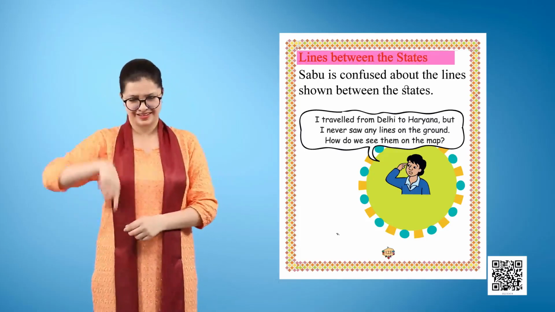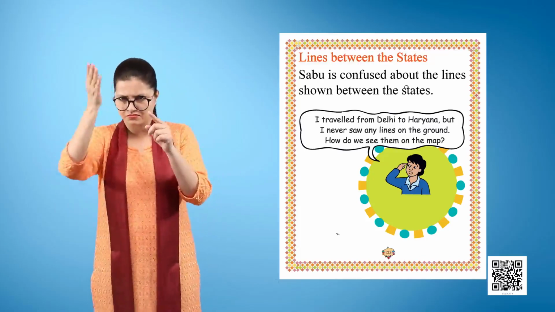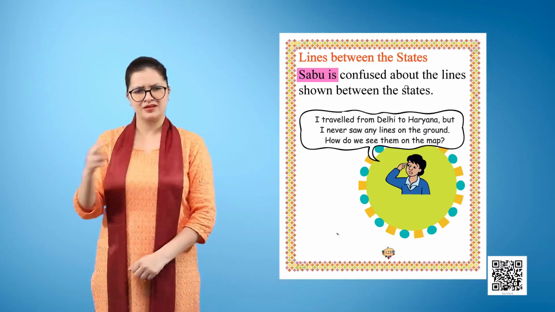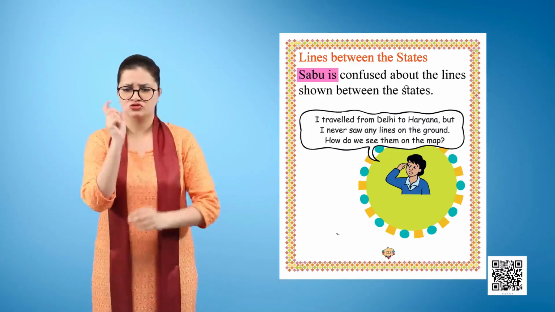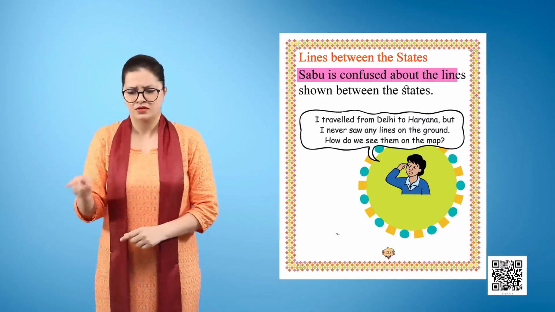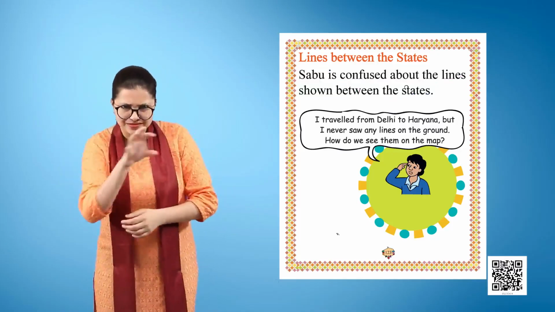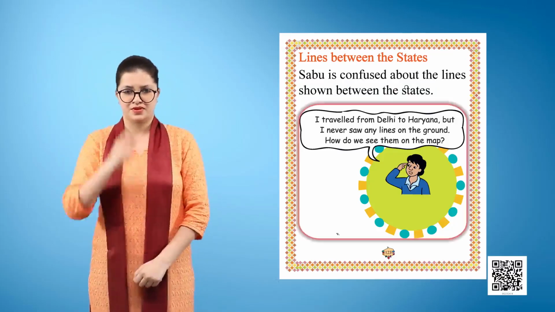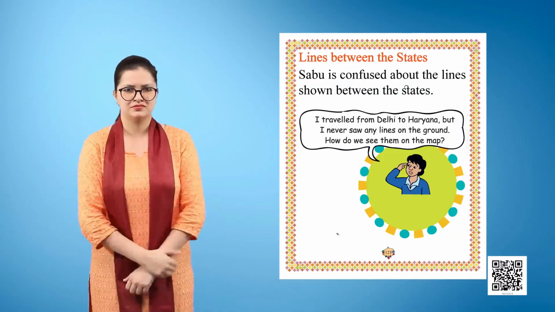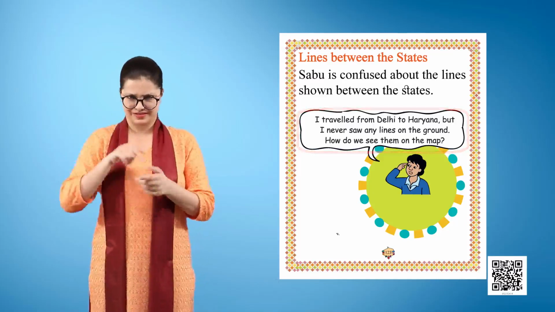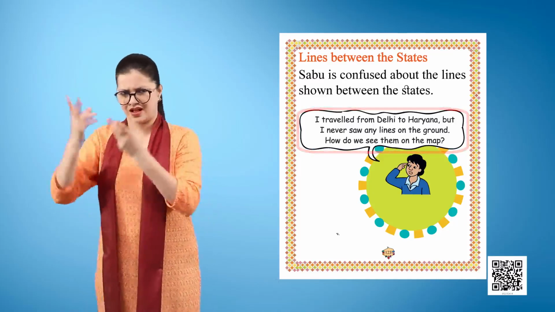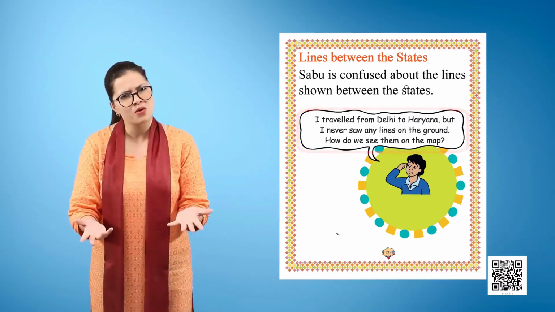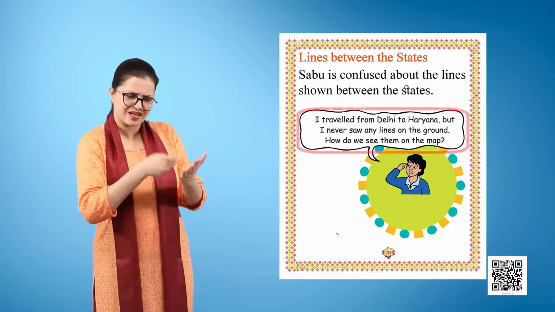Lines between the states. Sabu is confused about the lines shown between the states. He's asking a girl, I travelled from Delhi to Haryana, but I never saw any lines on the ground. How do we see them on the map?